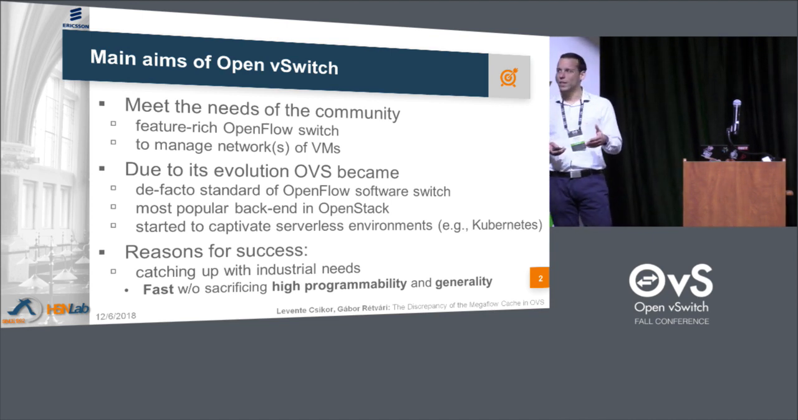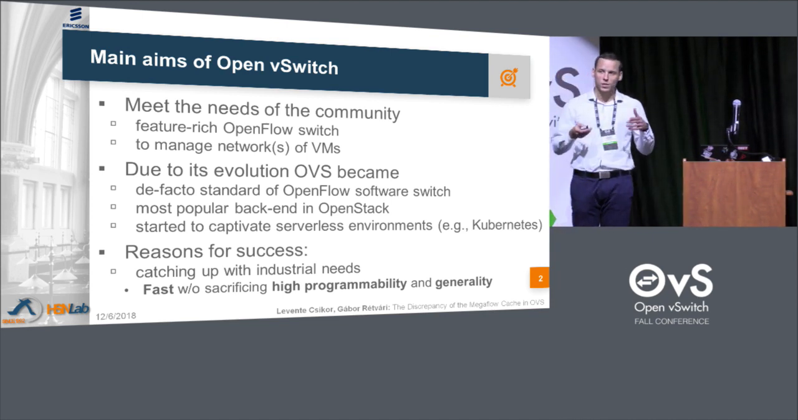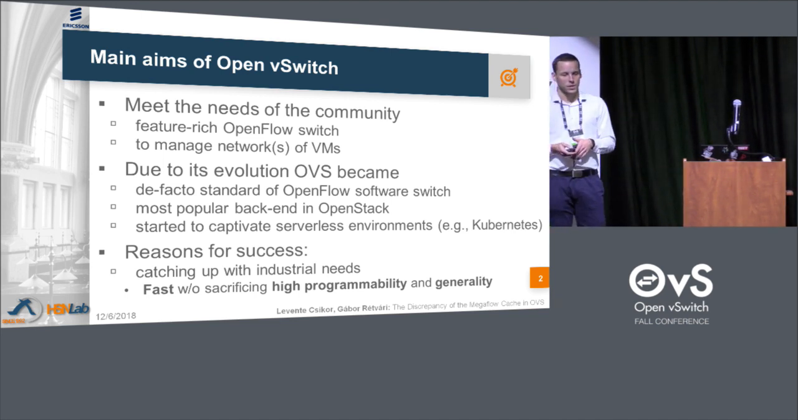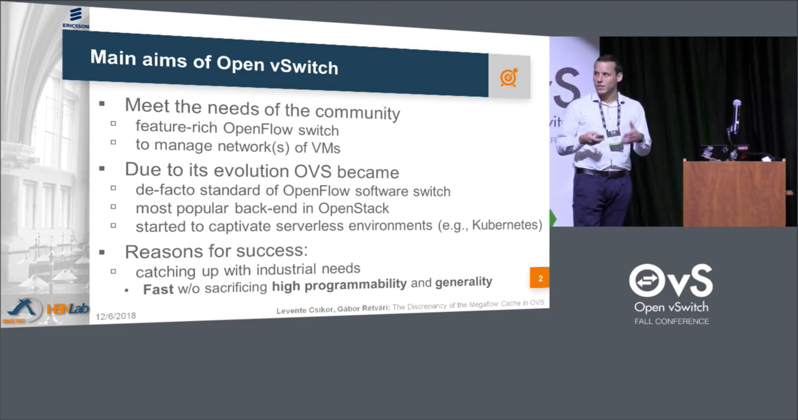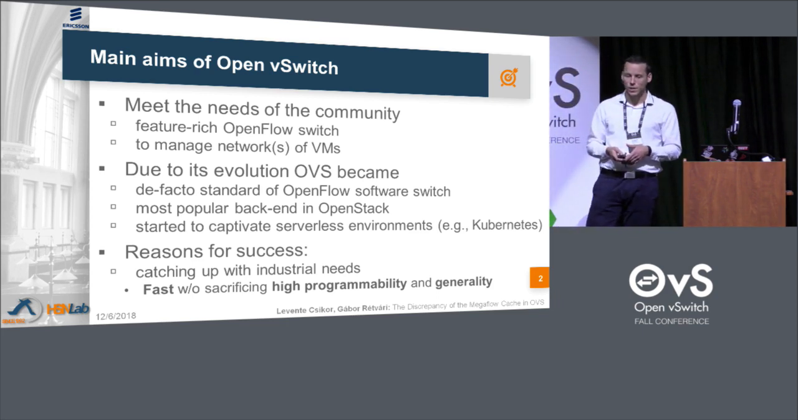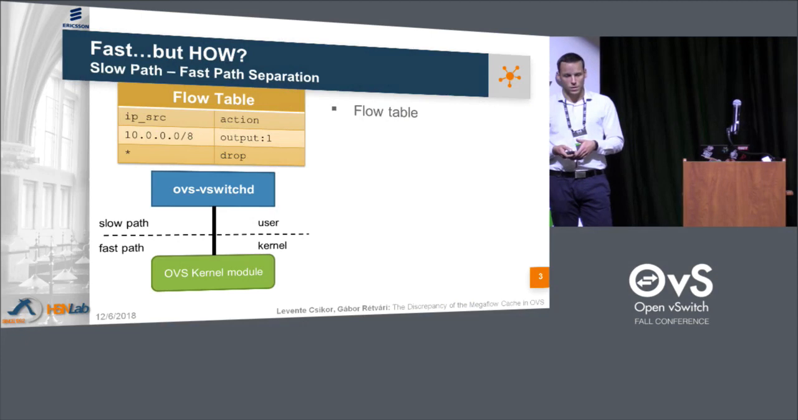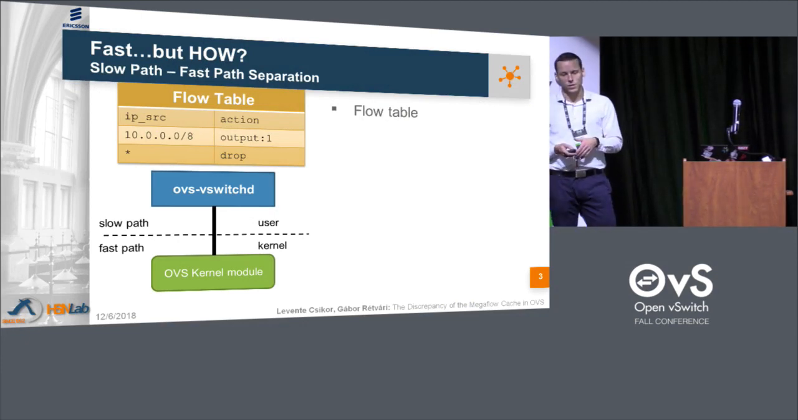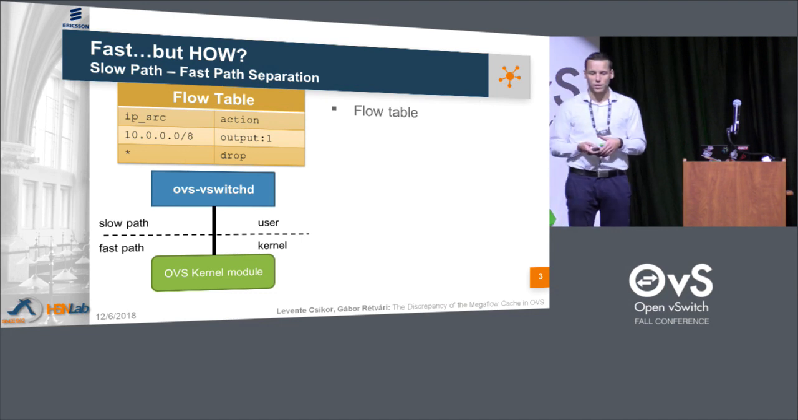And the reason for this success is that it's a masterpiece, and it has always caught up with industrial needs, getting faster and even faster without sacrificing its main advantages, the high programmability and the generality. So it's fast. So why is it so fast? It introduces the slow path and fast path separation.